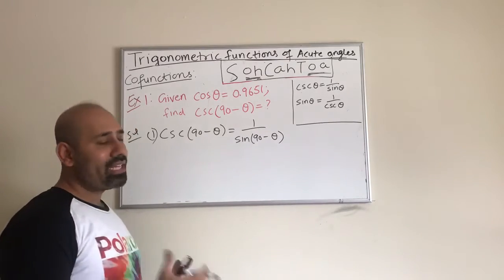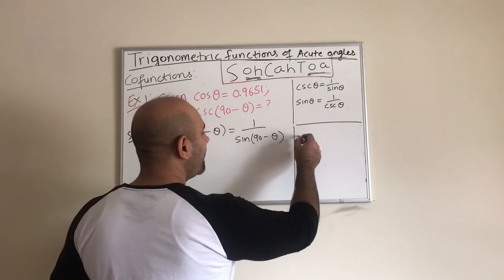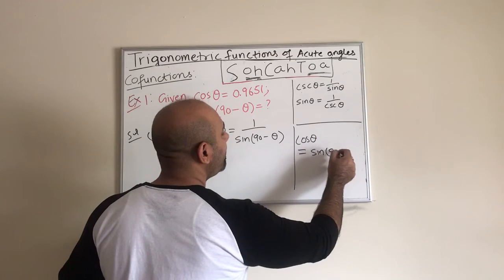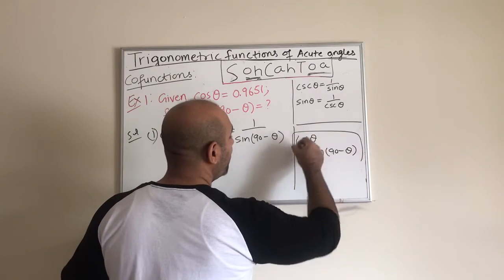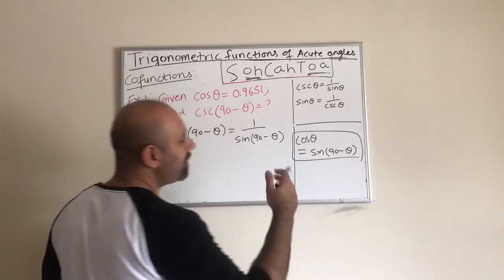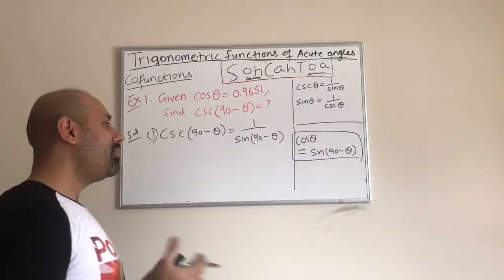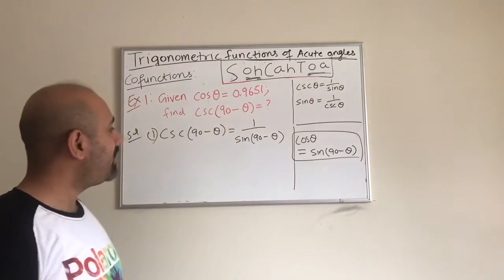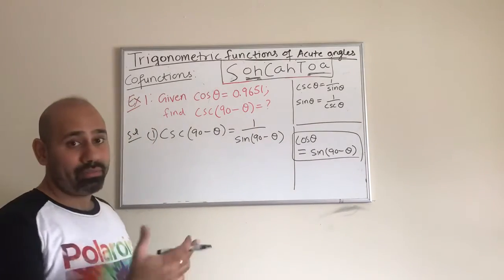Once I have that, then I'm going to recall that there's a relationship between the sine and the cosine, and that relationship is that the cosine of theta is exactly equal to the sine of 90 minus theta. Guys, if you remember it, great. If you don't, then you got to draw a reference triangle. From there you can quickly figure out this identity. It's a co-function identity. I have talked about this identity in my previous video.